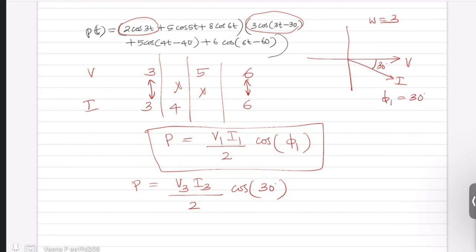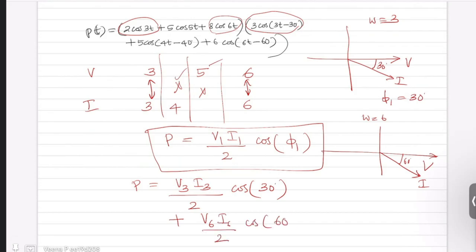Now let us take omega equal to 6, because 4 and 5 do not exist. So for omega equal to 6, your voltage is again the reference, whereas your current is 60 degrees lagging. It is minus 60, that means in the clockwise direction you have to draw 60 degrees. So this is your I. So this becomes plus V6 I6 by 2 cosine of the angle between them, which is 60 degrees.